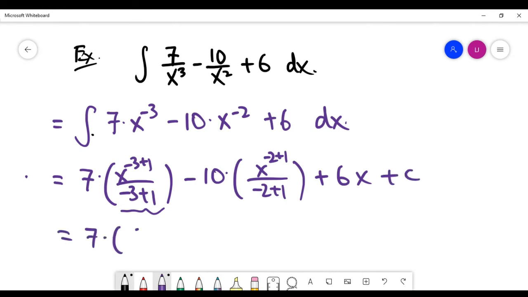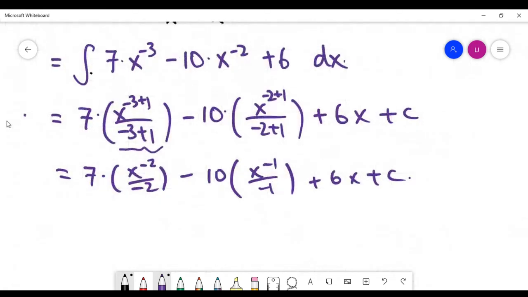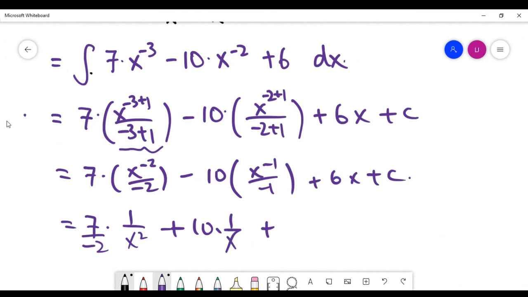Of course, if you want, you can express it in a slightly better way. So for example, you can do some simplification like this. And if you want, you can express all the terms as fractions to avoid the negative exponent. So for example, you can write it like this as the final answer.